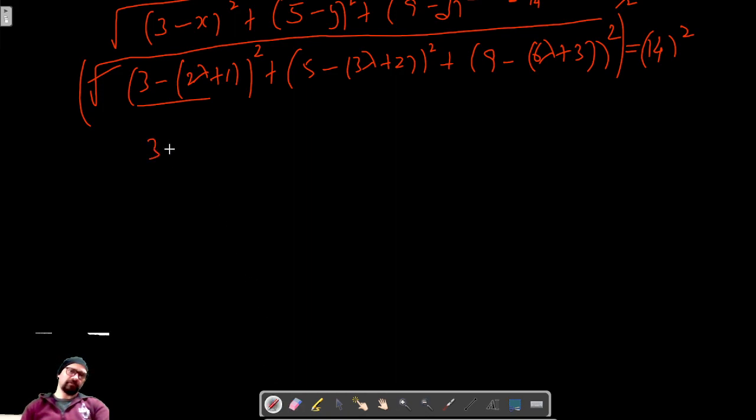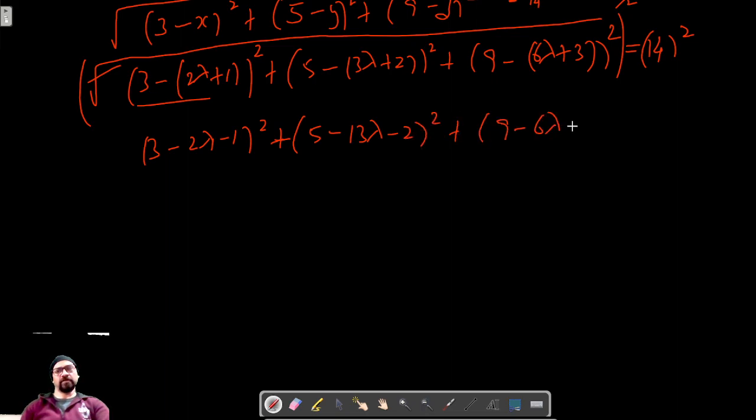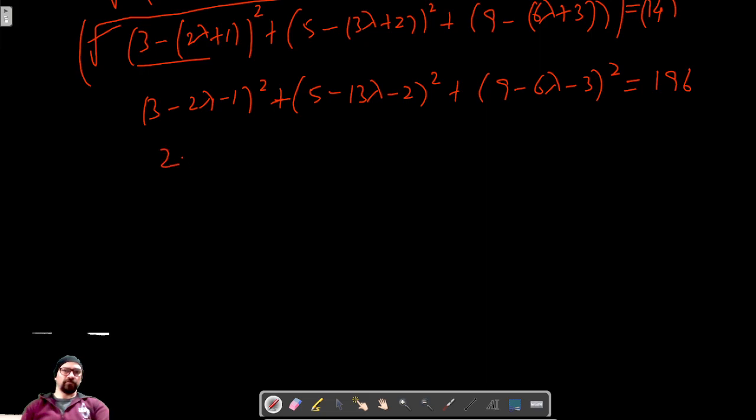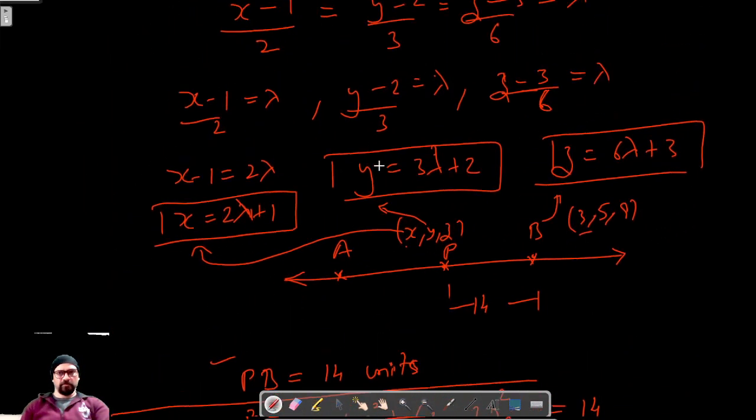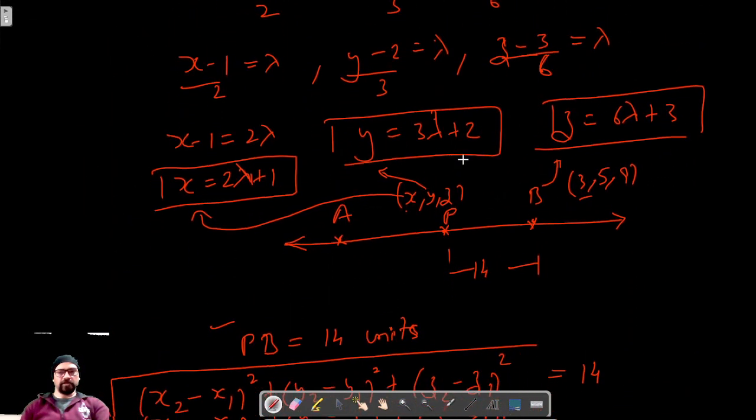I can write it as (3 − (2λ − 1))² + (5 − (3λ − 2))² + (9 − (6λ − 3))² = 196. So 3 minus 1 is 2, this is (2 − 2λ)² plus (5 − 2 is 3, so 3 − 3λ)² ... So y is equal to 3λ + 2.